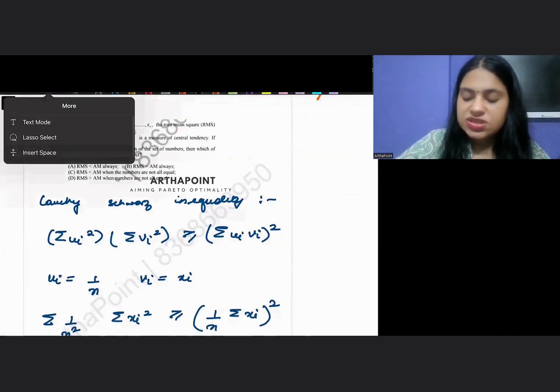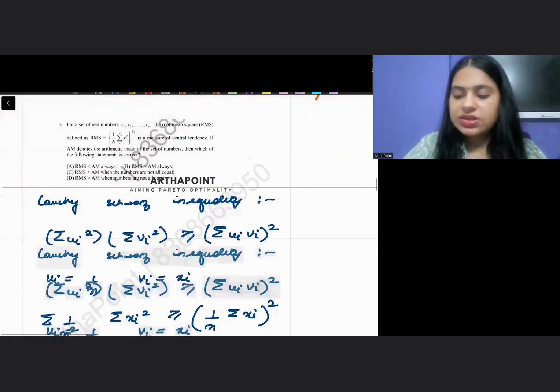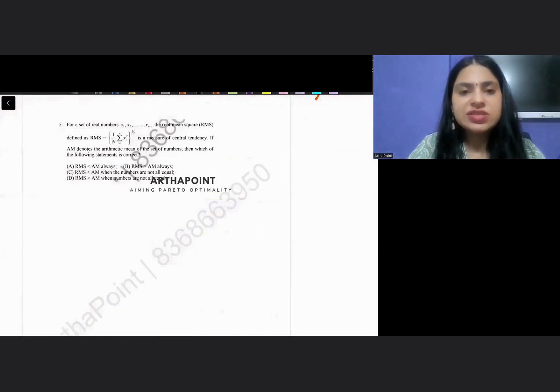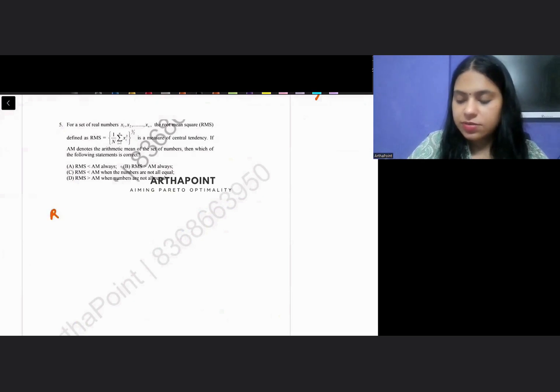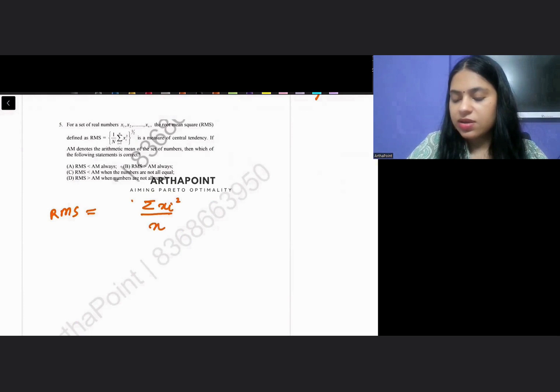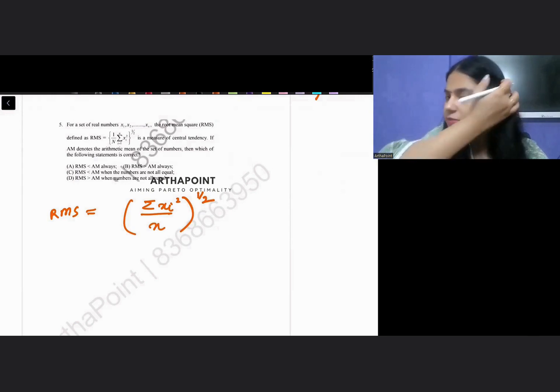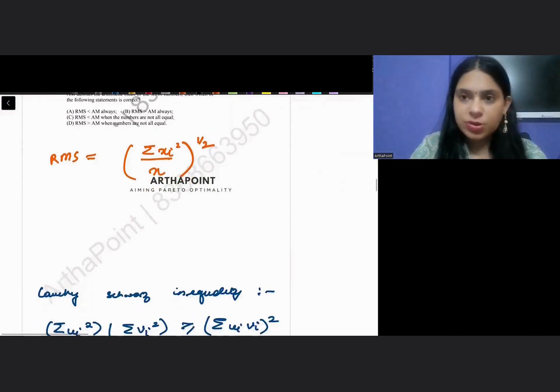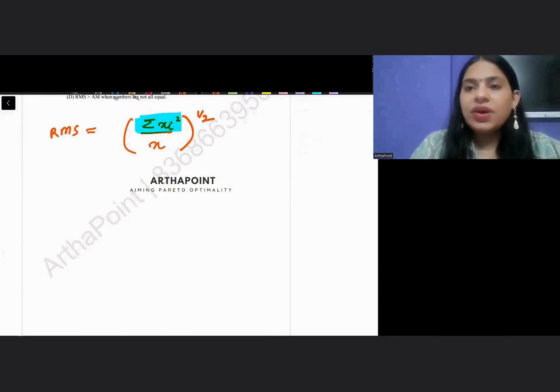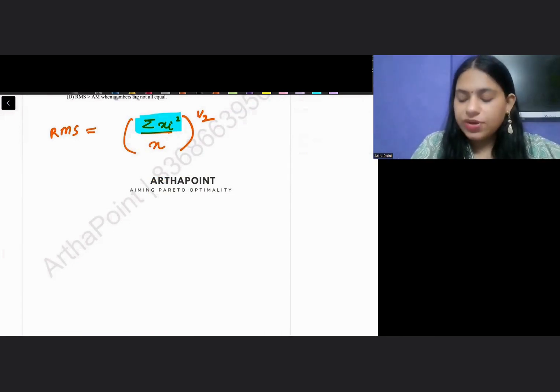Okay. So this says that for a real set of numbers x1 to xn, the root mean square is given to you as the square root of summation xi squared by n, right? And it's a measure of central tendency. If AM denotes the arithmetic mean, then what's the relationship between the two? Okay. In order to understand that, you can use the concept of variance first. So what is variance, beta?